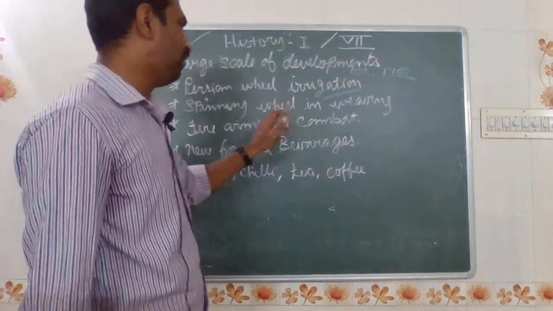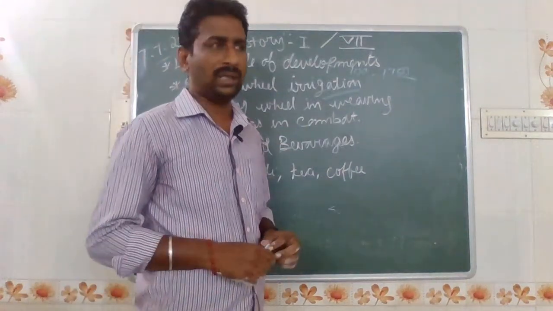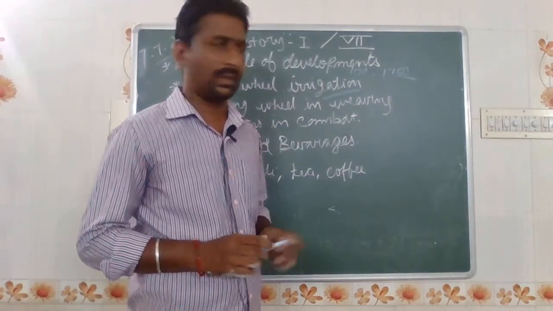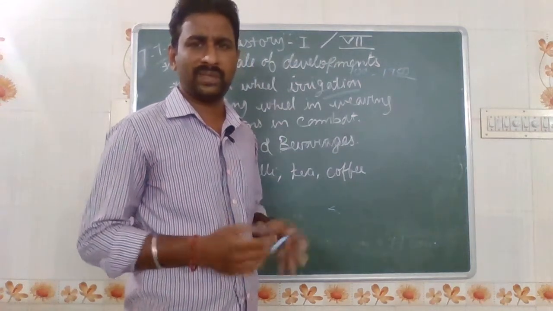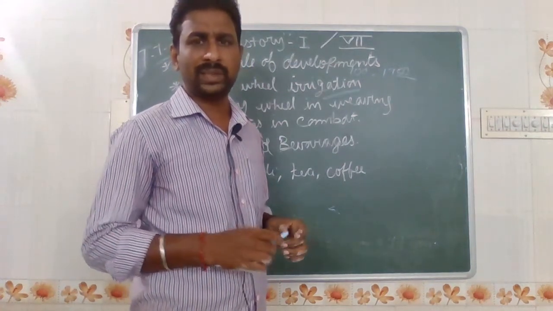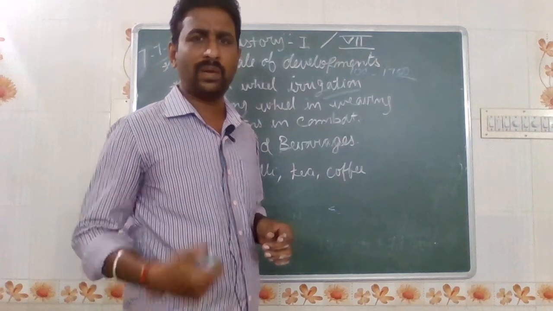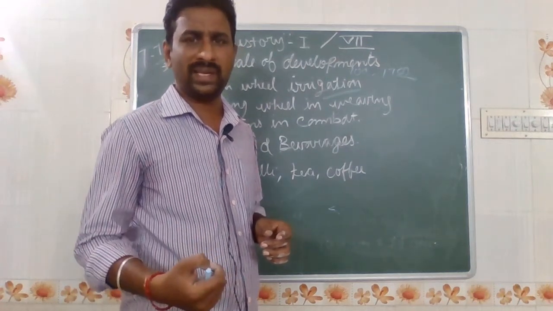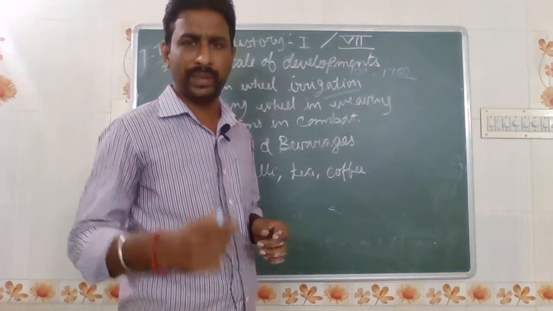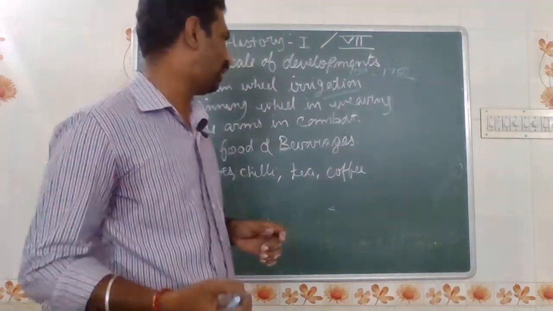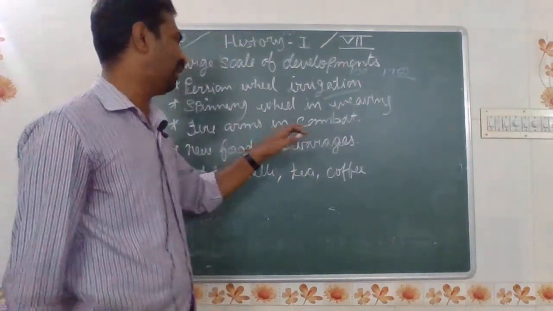Spinning wheel in weaving. Spinning wheel means, in previous days, the father of our nation, Mahatma Gandhi, used a spinning wheel to weave our own clothes. In Tamil we say ratai. He used to spin those cloths in the ratai. So that is called spinning wheel in weaving.